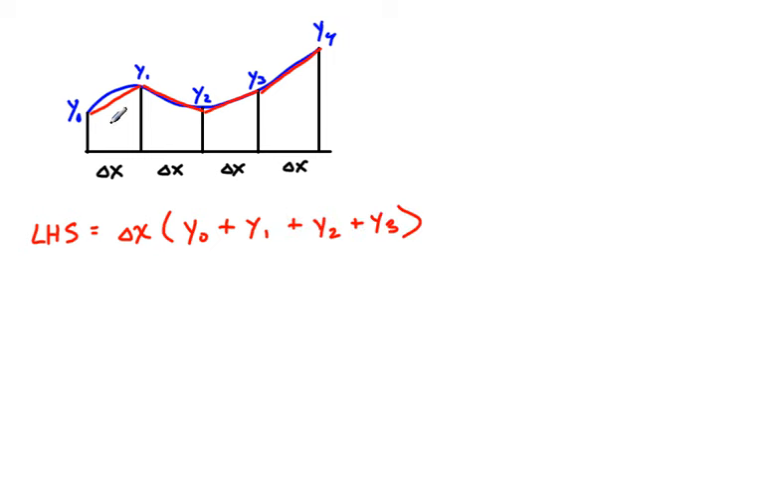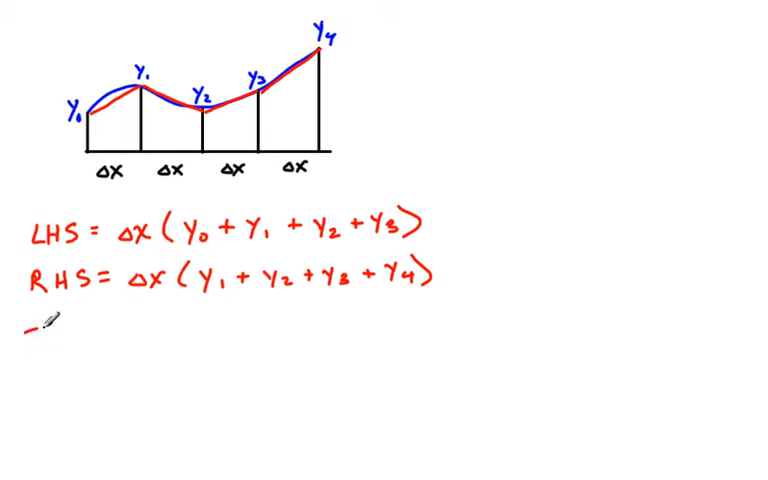You recall with left hand rule, we use the first 4 y values, whereas the right hand rule has a width of delta x, and we're going to have y sub 1 plus y sub 2 plus y sub 3 plus y sub 4. So we're going to use the y values on the right-hand side.